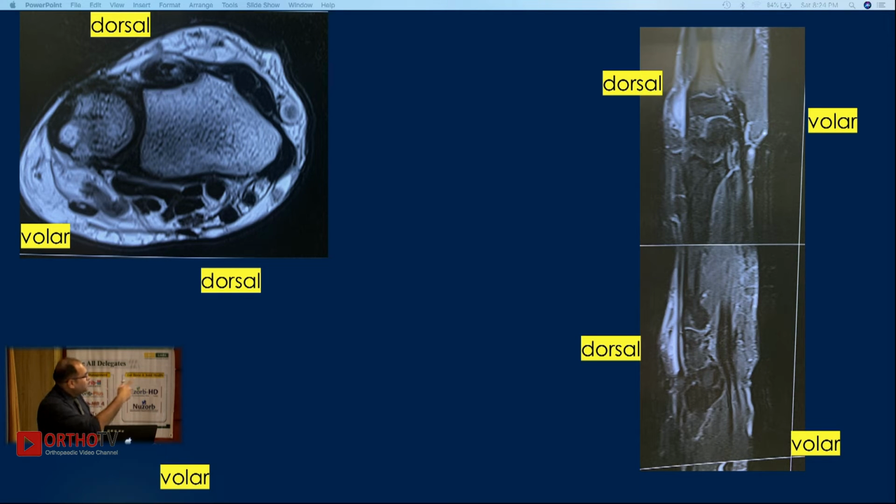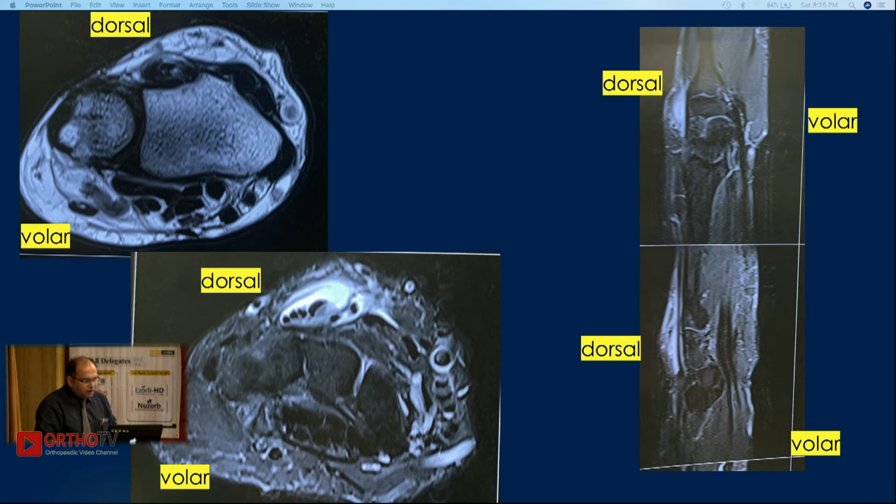Compare that with the sagittal, axial and coronal images, where this is the distal radius, this is the carpus, this is the third metacarpal, volar side and dorsal side. The white structure seen here is your tenosynovial tissue. Usually normal tendons look black on MRI, and anything that is white is either inflammation or synovial fluid. So this is all synovial tissue seen on the MRI.